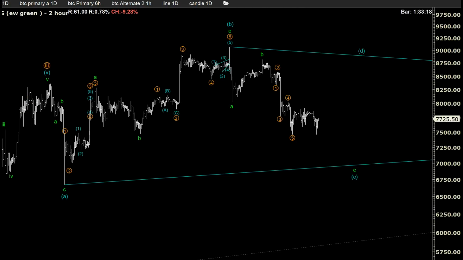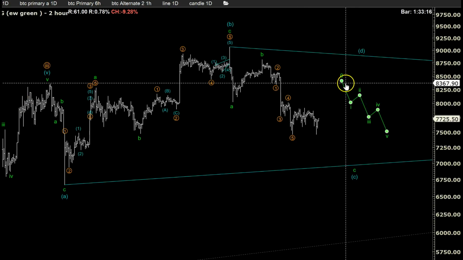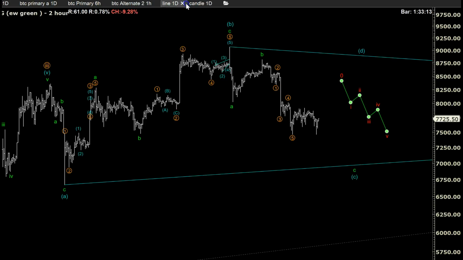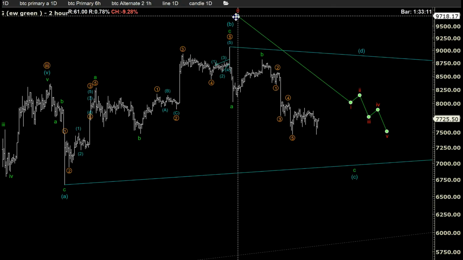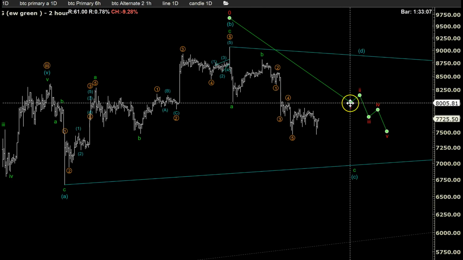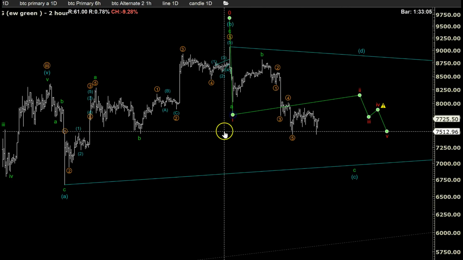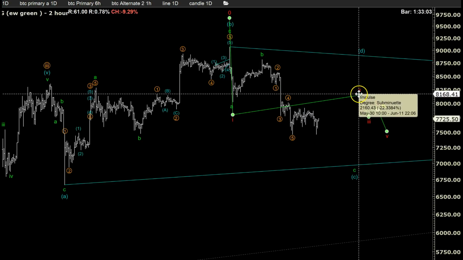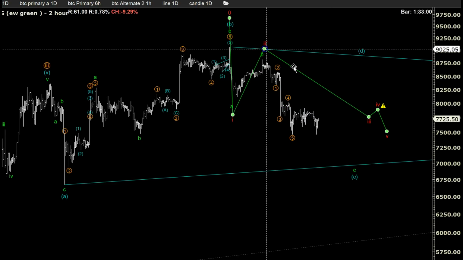So I'm going to pull an impulse down wave, and I'm going to color it in red just because we're going to use this as an alternate. So we're going to go, this is a start right there, 0, 1, and now this is wave 1 instead of wave A right here. Then we're going to go and say this is wave 2 instead of B.